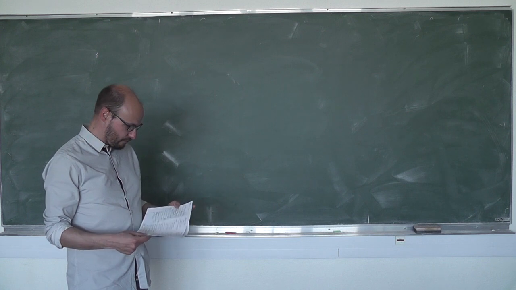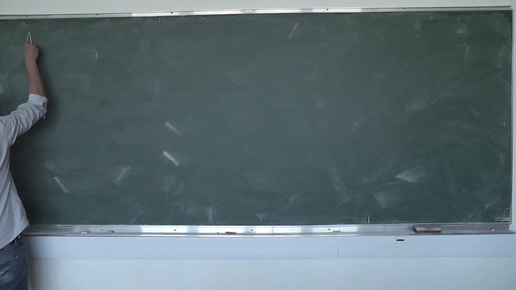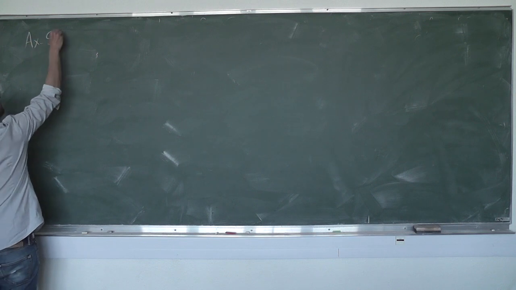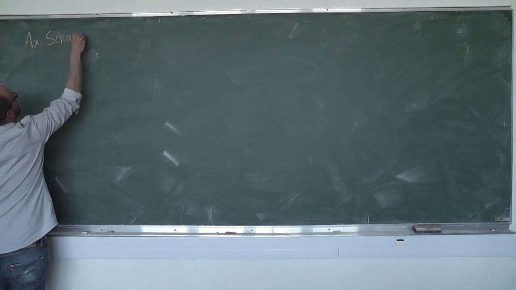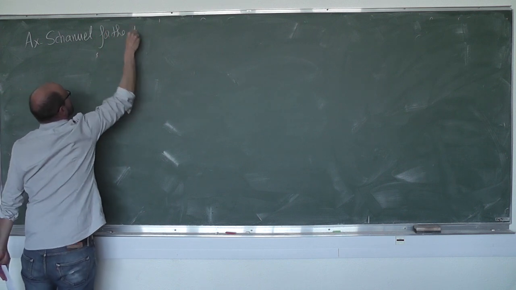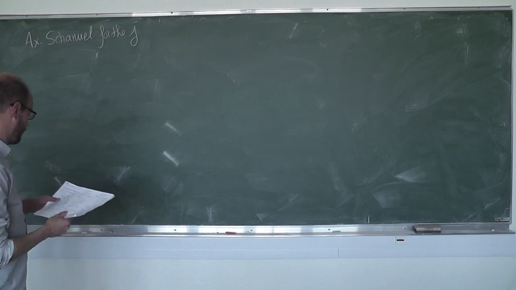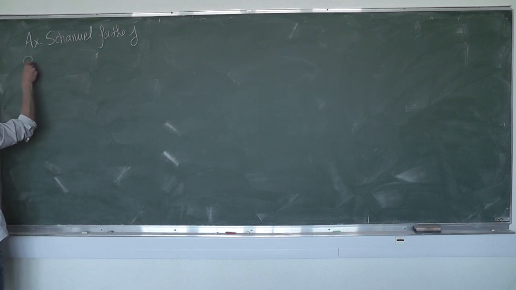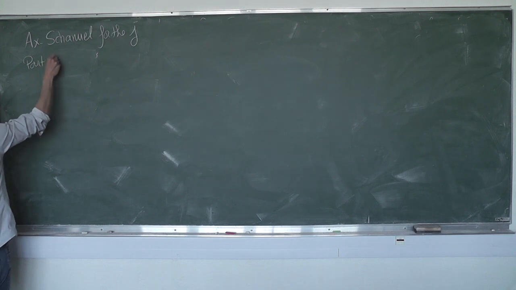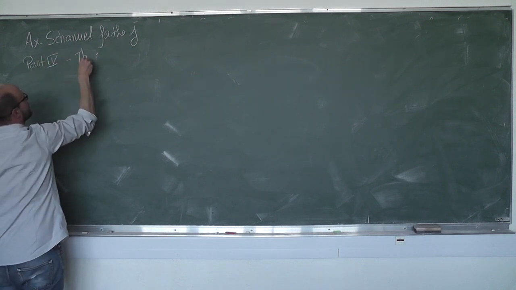So this is the fourth part of this lecture on the Ax-Schanuel theorem for the J function. The fourth part will be called, let's say, the main theorem.